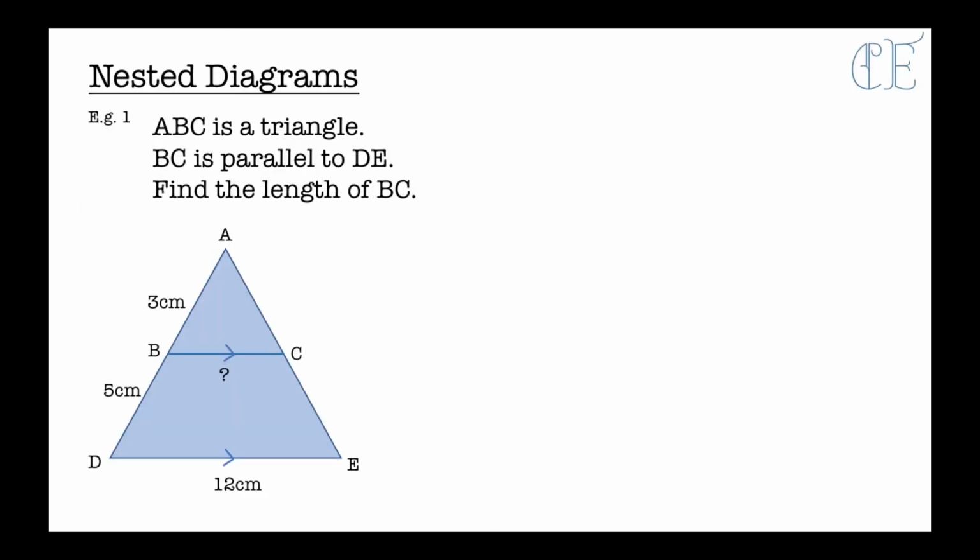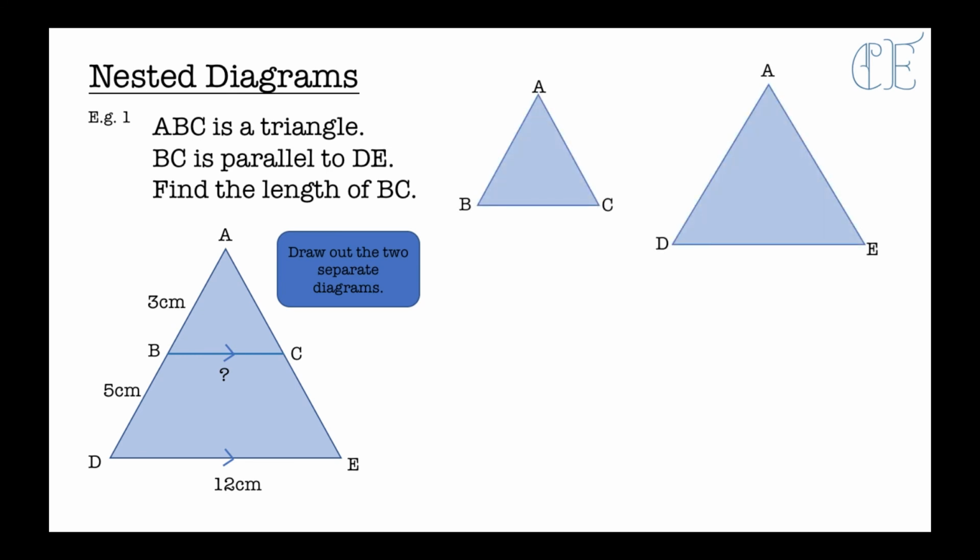Okay, so let's have a quick look at some nested diagrams. So these can be a little bit tricky, so make sure you take some detailed notes. ABC is a triangle, BC is parallel to DE. Find the length of BC. So first of all, draw out the two separate diagrams. Okay, so we have the large triangle and the small triangle.